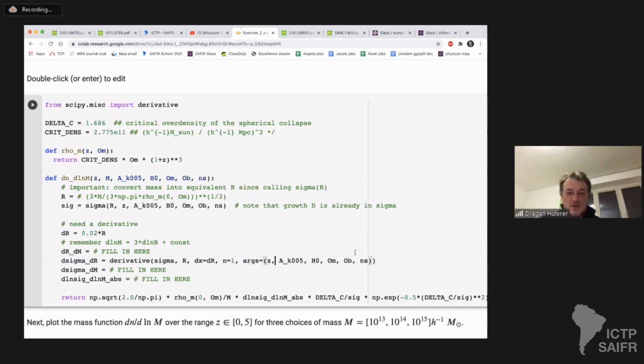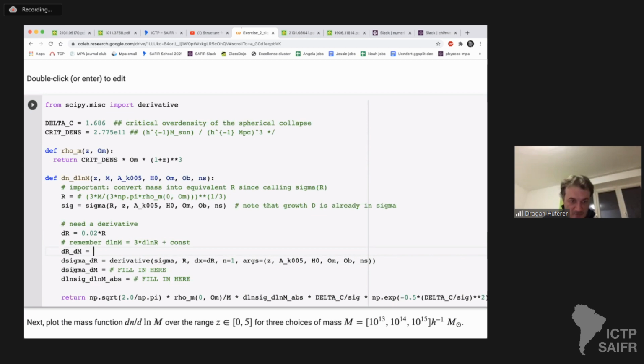And it's passing all the other arguments. It knows to take the derivative with respect to the first argument, which is r. So it's going to be taking d sigma dr, and all the other things will be fixed. Okay, so I filled that out for you. Now you want dr dm, because in order for this to happen.